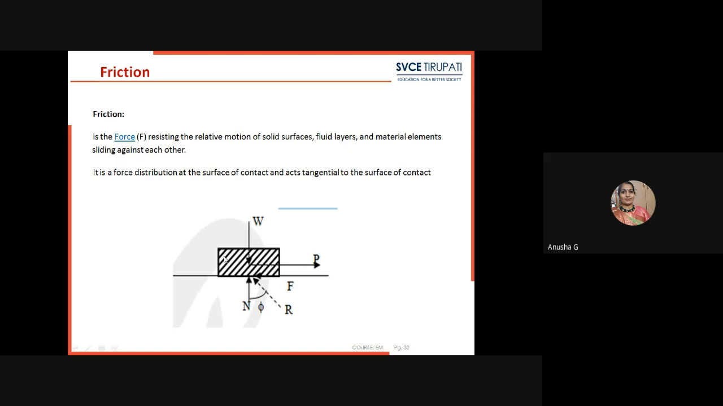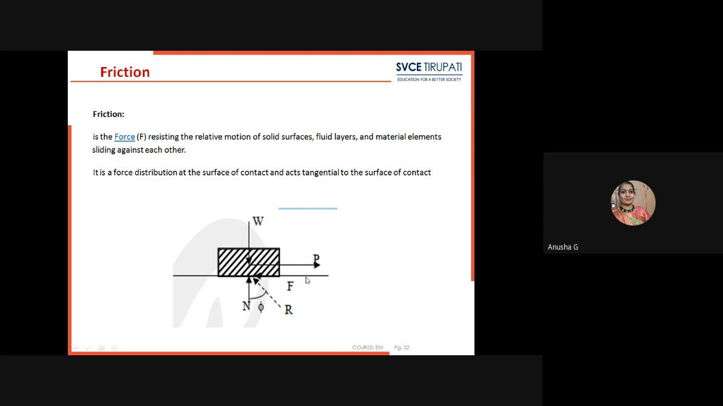This is nothing but friction: the resisting force that opposes whatever force we are applying. It is the force distribution over the surface in contact, acting tangentially to the surface of contact, and is known as the frictional force. Here you can observe the diagram.